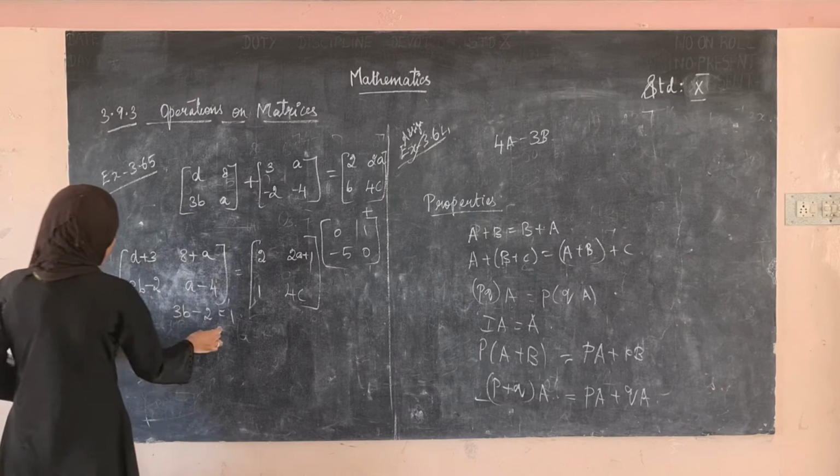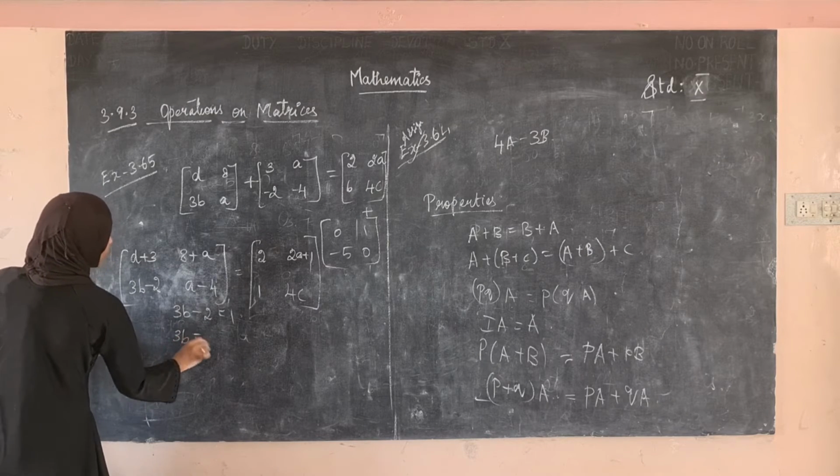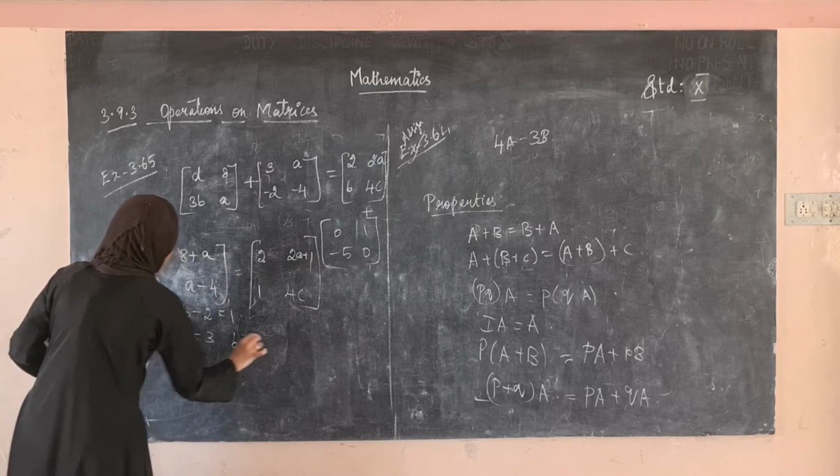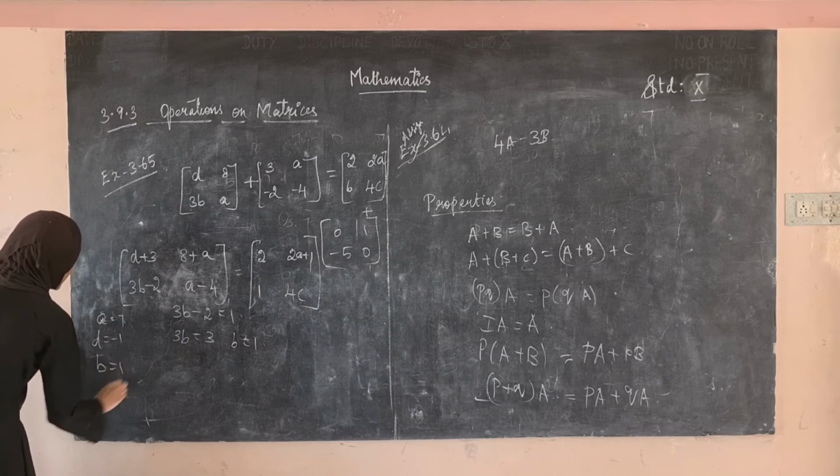Okay. 3B minus 2 is equal to... From this, 3B is equal to, take this 2 to that side, 1 plus 2 is equal to 3. Therefore, B's value is equal to 1. What's the value of B? B is equal to 1.